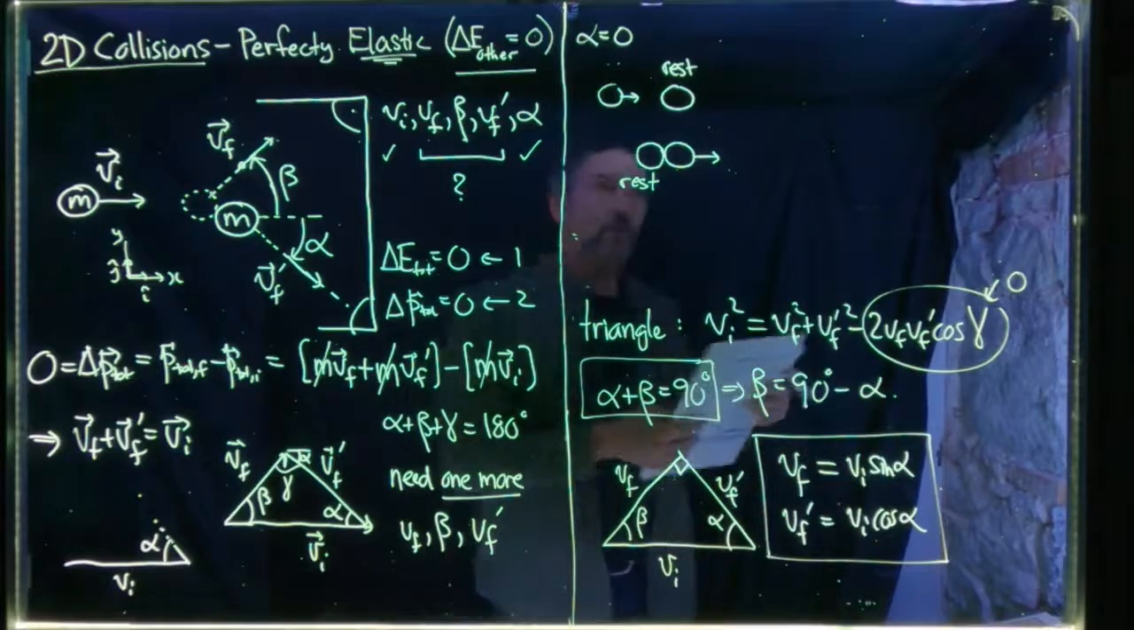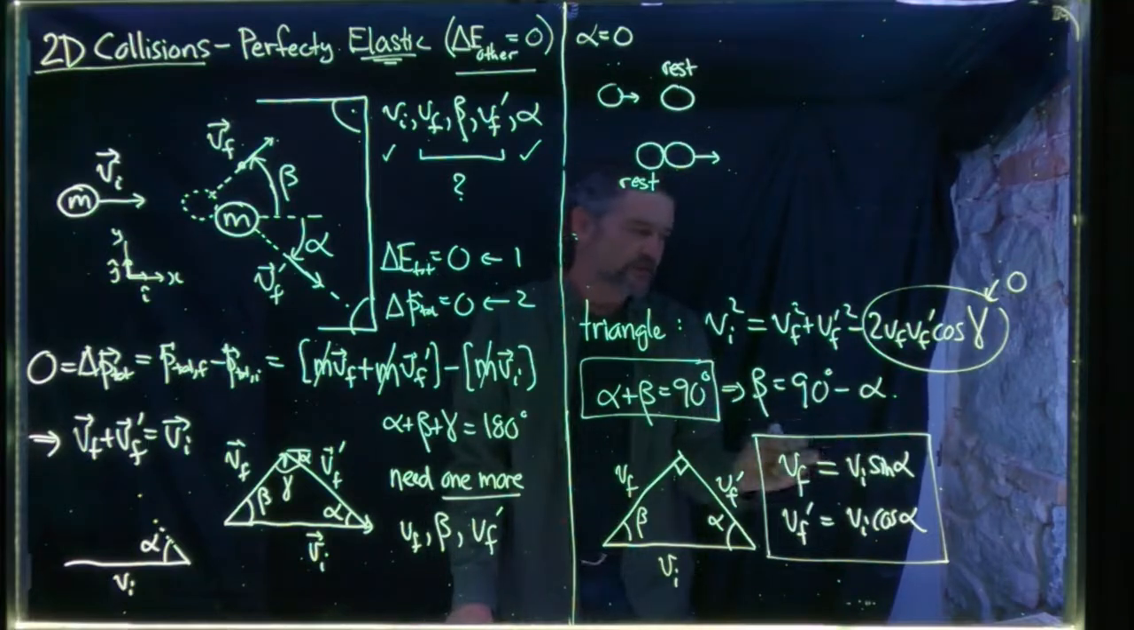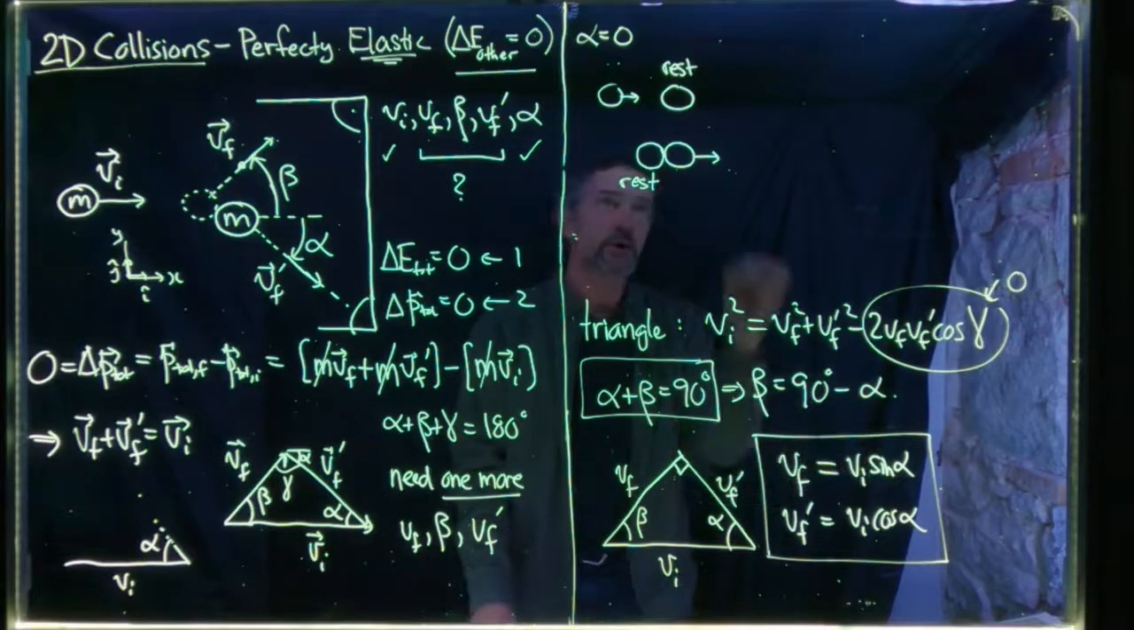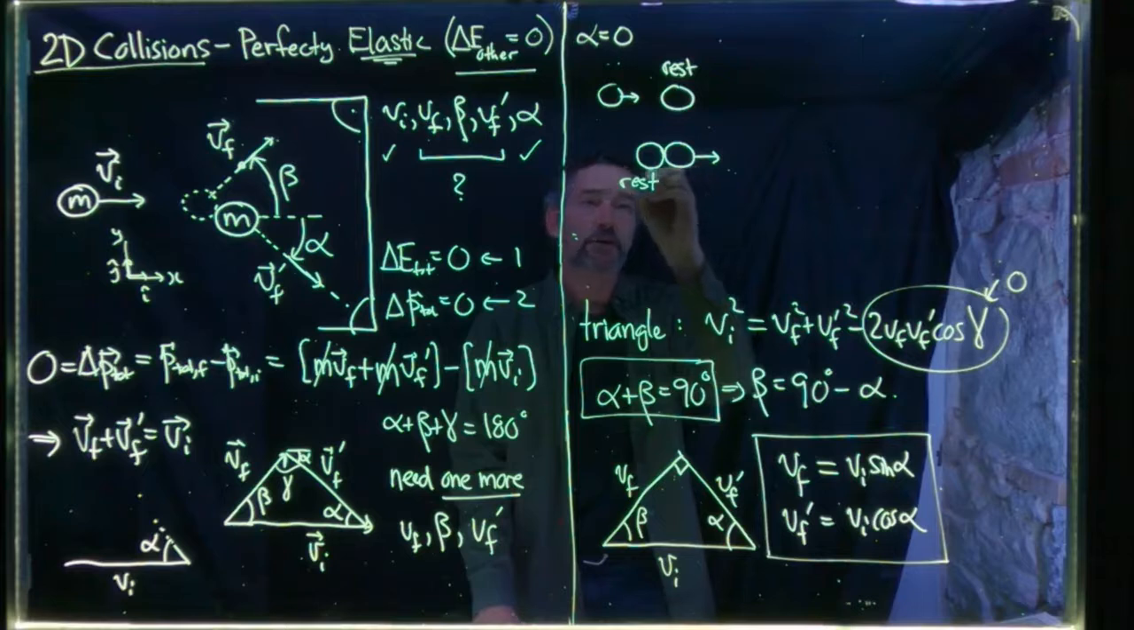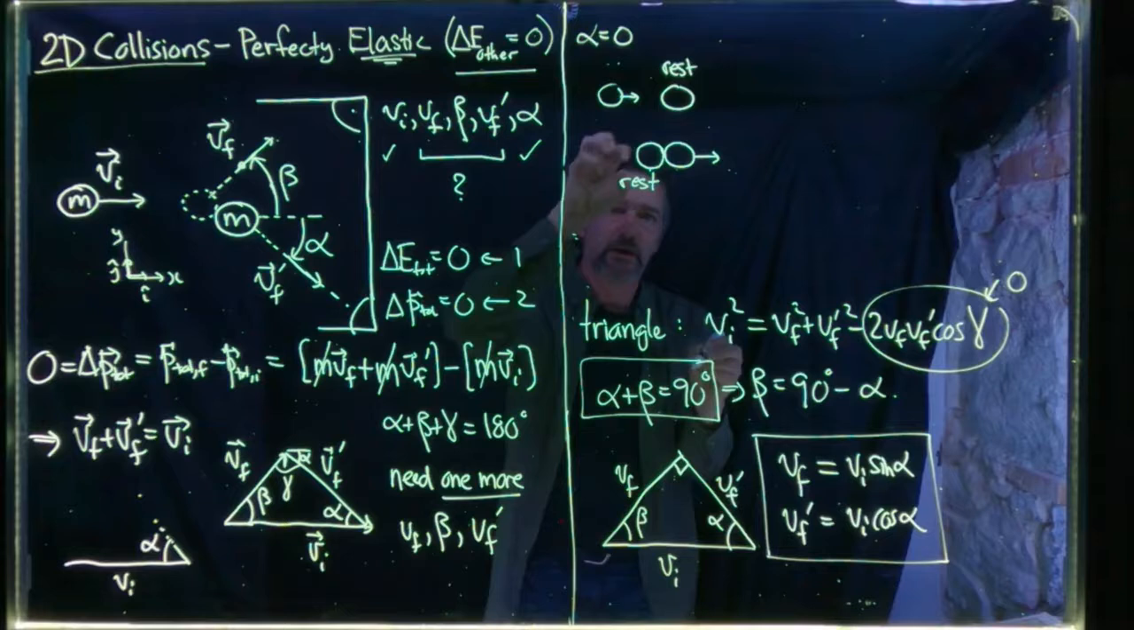Okay, so when alpha is equal to 0, what this equation says is that v final, the final speed of the cue ball, is sine of 0, which is 0. So the final speed of the cue ball is rest. It's coming in with some speed, and then very quickly, during the very short time of the collision, it comes exactly to rest.